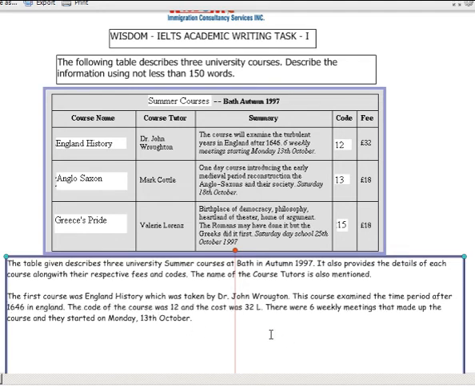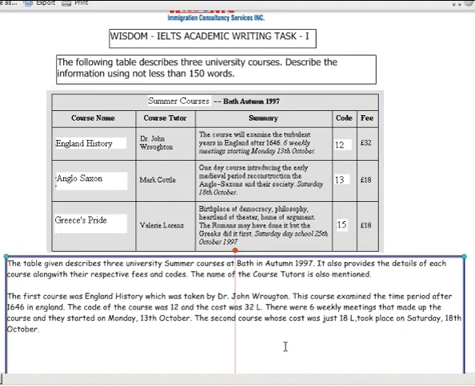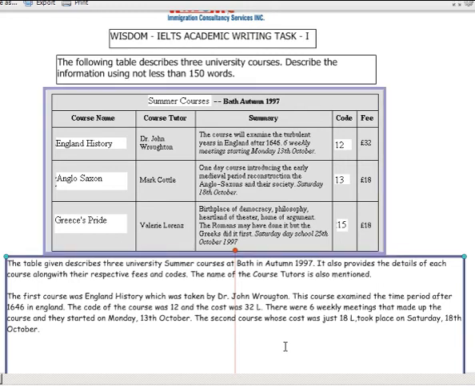Alright, so this is the information in the first course. Now the second one. The second course, whose cost was just £18, took place on Saturday, 18th October. Because over here the information is given Saturday 18th October, and this is a one-day course. So the second course, whose cost was just £18, took place on Saturday 18th, remember.